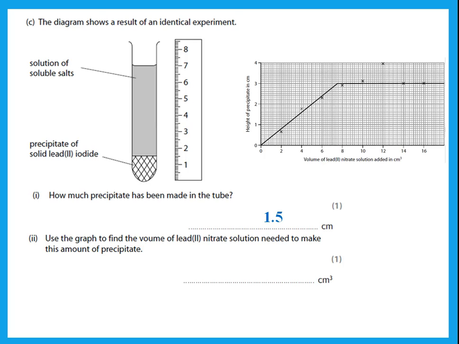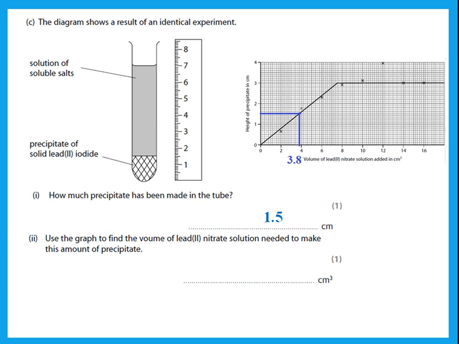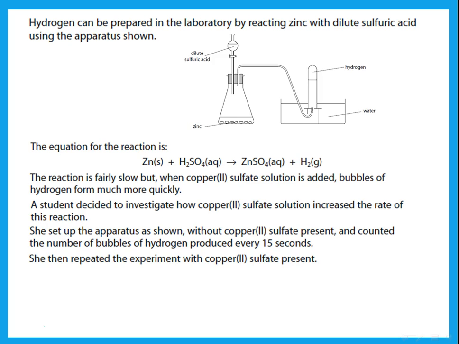So I look at the graph, so that is the graph again, and I have 1.5 centimeter of precipitate, so I look at the height of precipitate is 1.5, I go to the graph horizontally, I go down, I find that I must have added 3.8 centimeter cubed of lead nitrate. Were you able to do that?